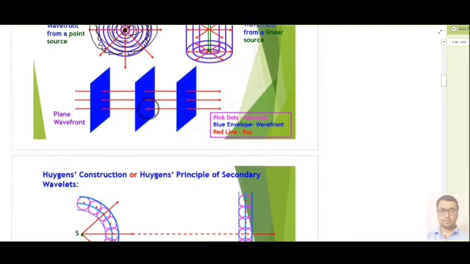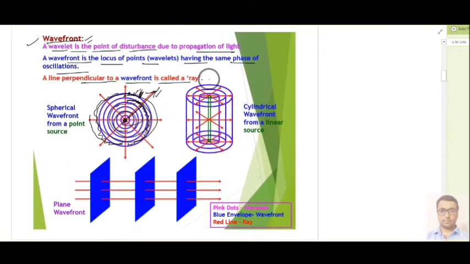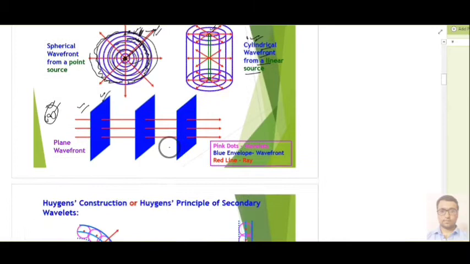Now, second, you can understand it in this way also: if we have a line source, then in that case your wavefront is a cylindrical wavefront, from a linear source. And in the case of a planar wavefront, suppose the light source is placed at infinity, then the kind of wavefront we get is a planar wavefront.